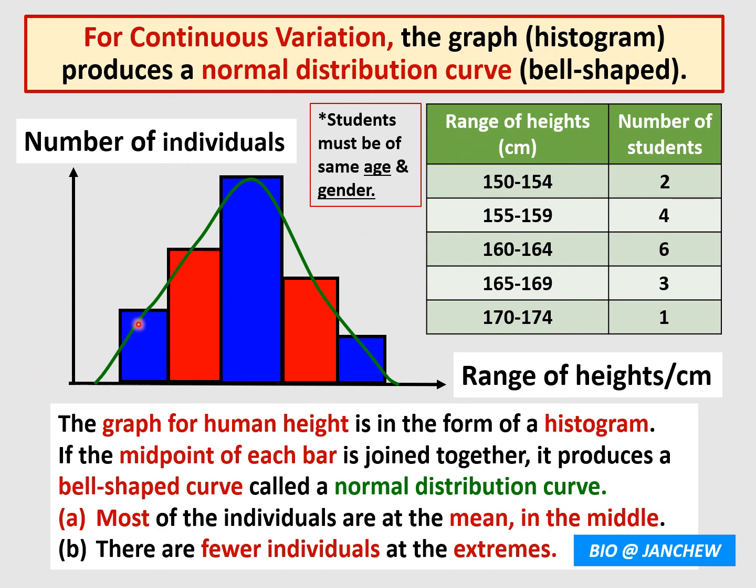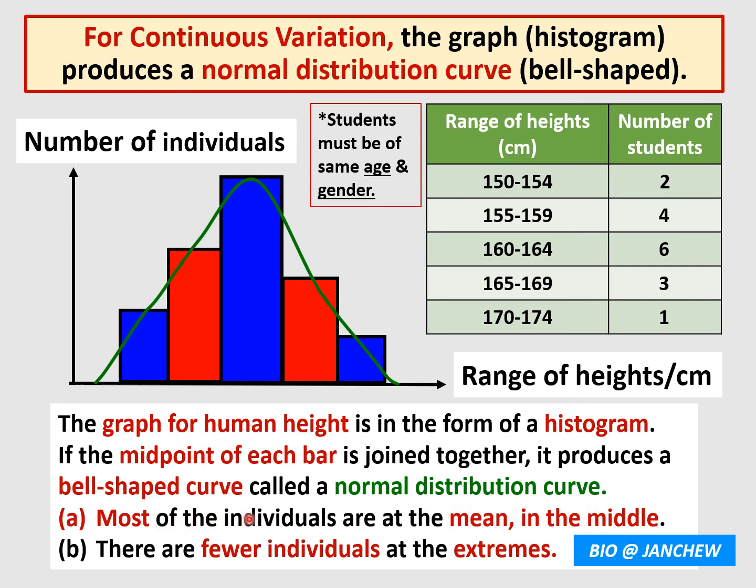Then find the middle point of each bar and join them together using a pencil. Draw by freehand. Don't use a ruler. Join the center points together to get a smooth curve. Draw a smooth curve. So you will see that it is a bell-shaped curve, which we call a normal distribution curve. Now, what are the characteristics of the normal distribution curve?